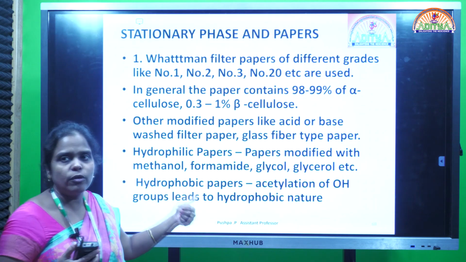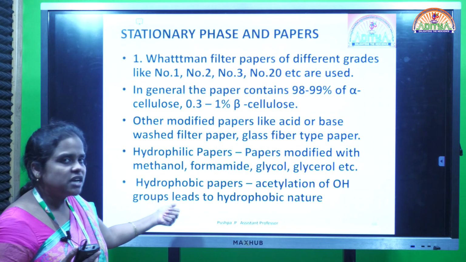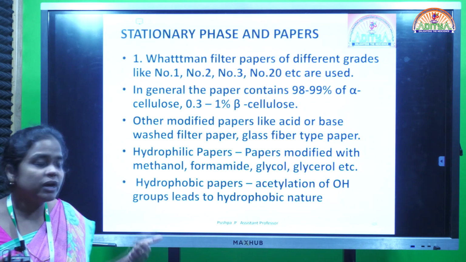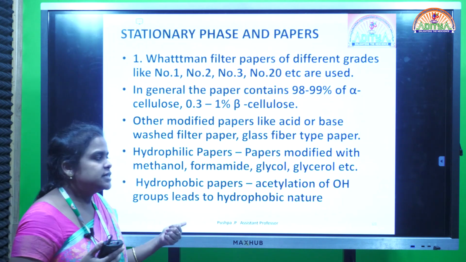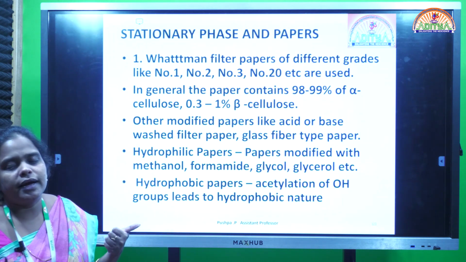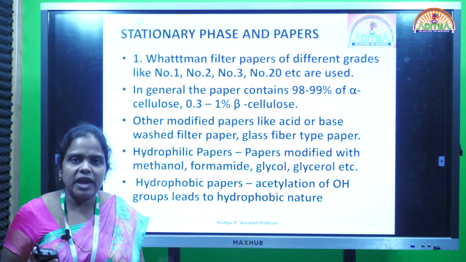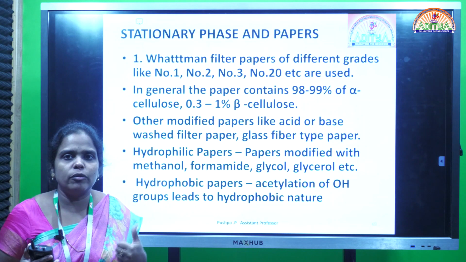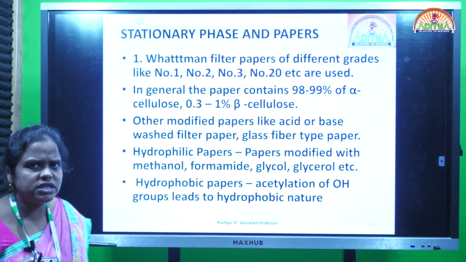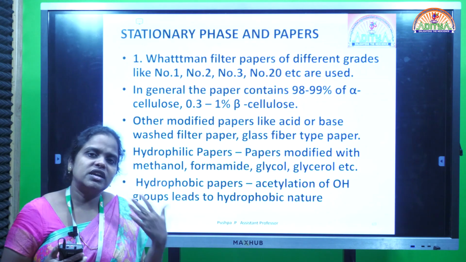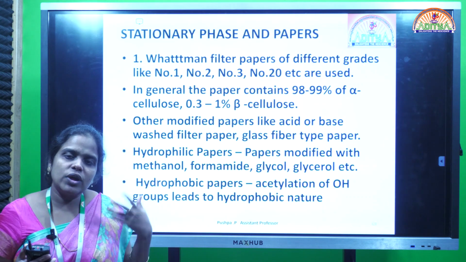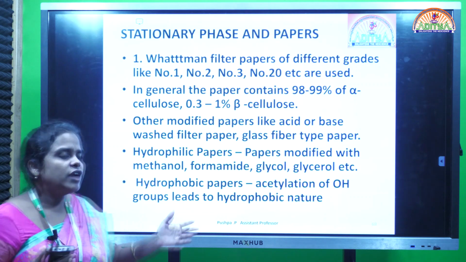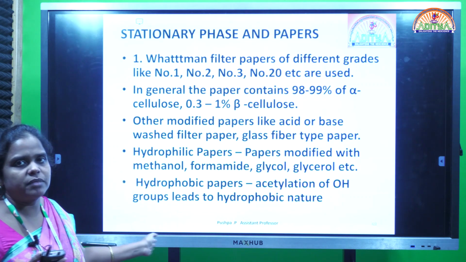The other type is hydrophobic papers. Here the name itself denotes that we are making our Whatman filter paper more hydrophobic by adding reagents like acetylating agents, or acetyl group containing compounds, to make our Whatman filter paper more hydrophobic in nature. What is the need of doing this? If the compound we are separating needs a more hydrophilic or a more hydrophobic nature for its separation, we have to use these types of filter papers.